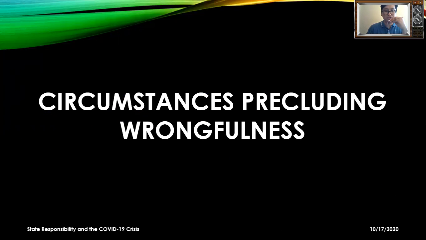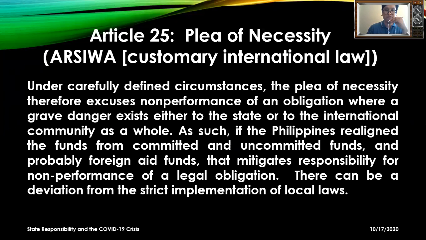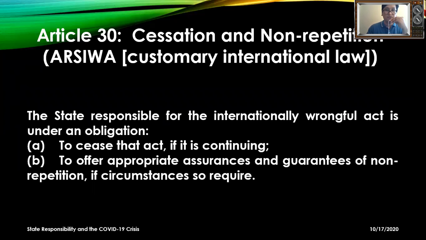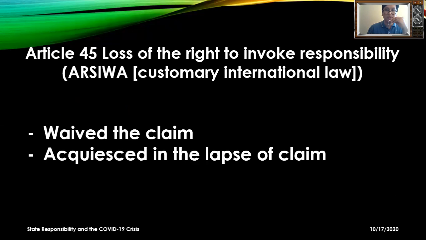We now go to the applicable provisions of the Articles on the Responsibility of State for Internationally Wrongful Acts, or ARSIWA of 2001, as a customary international law. We have Article 20 on consent, Article 21 on self-defense, Article 25 on plea of necessity, Article 29 on continued duty of performance, Article 30 on cessation and non-repetition, Article 31, reparation. Lastly, we have the provision of Article 45 on the loss of the right to invoke responsibility.